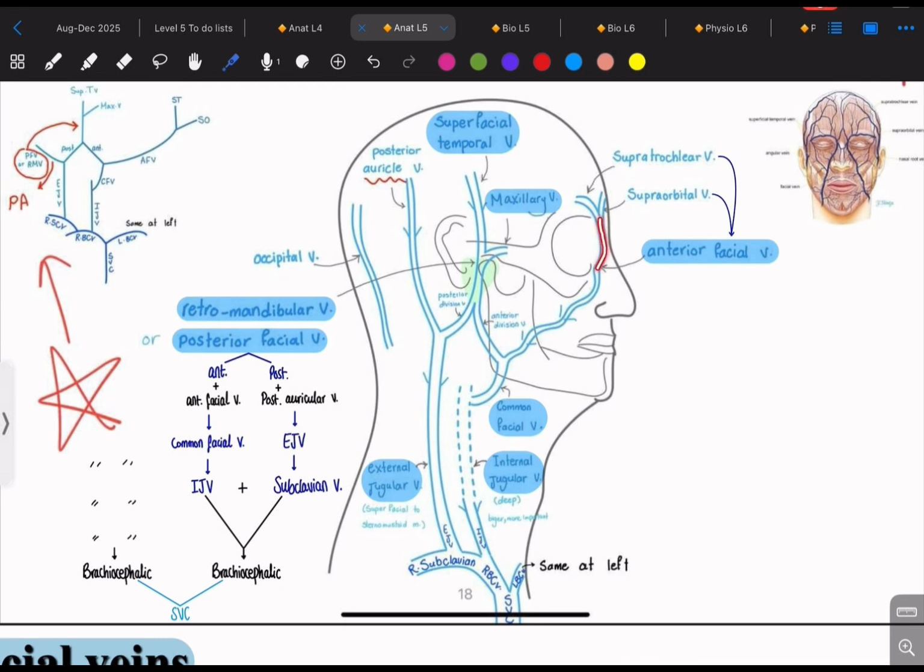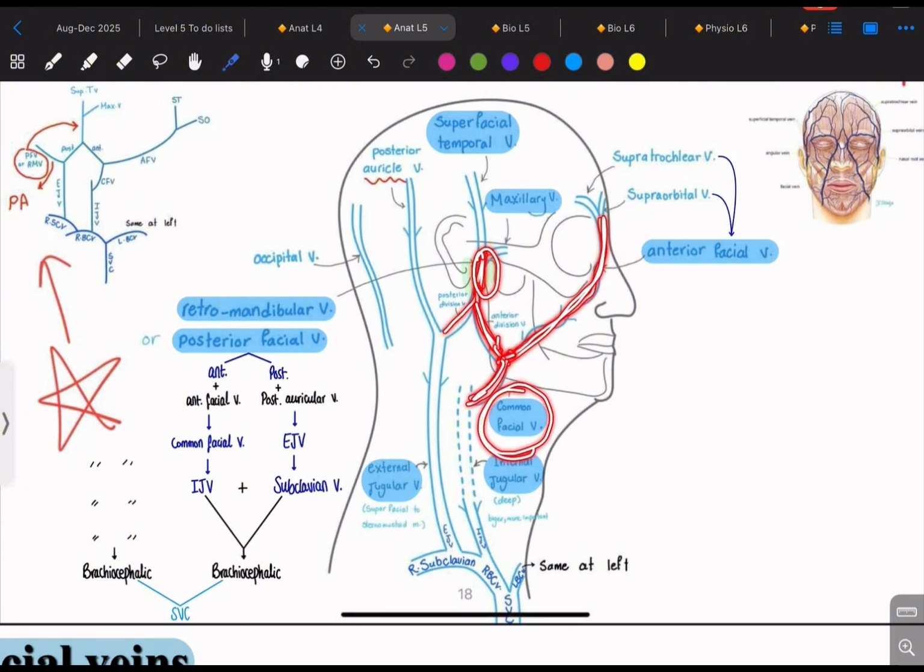Anterior facial vein continues in the face till it reaches where? It reaches a point where it meets the anterior division of the posterior facial vein from before. We said the posterior facial vein divided into posterior division and anterior division. So here the anterior facial vein reaches a point where it meets the anterior division of the posterior facial vein. What happens? They merge together. Once they merge together, they give us a main vein, which is the common facial vein.